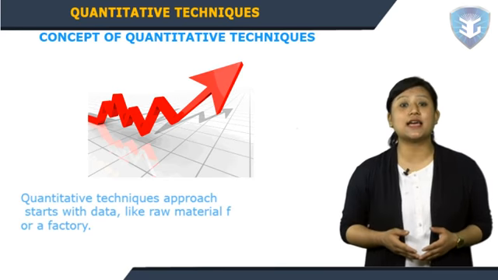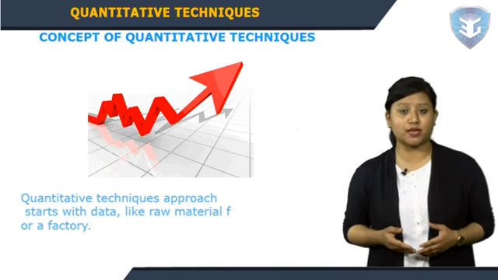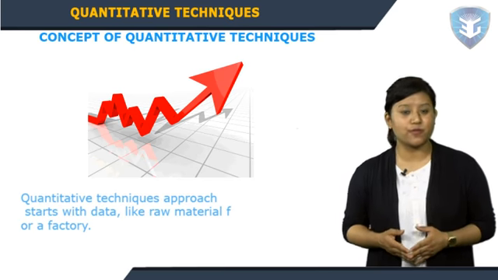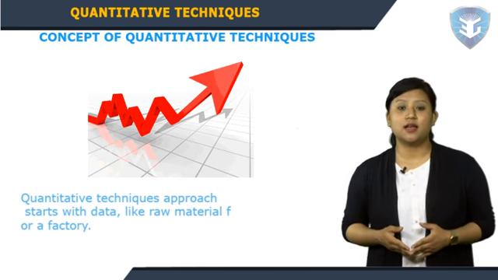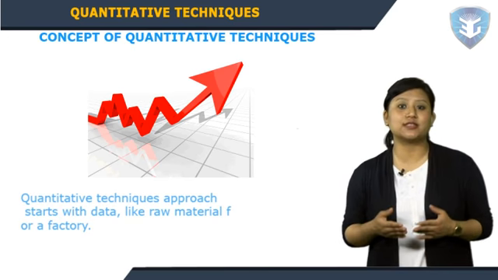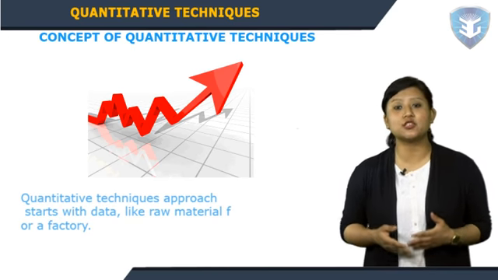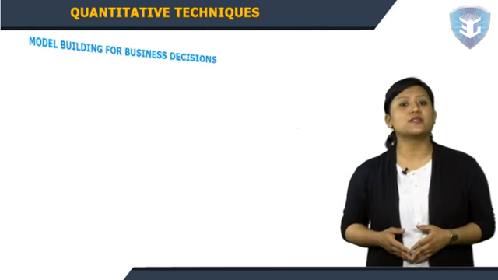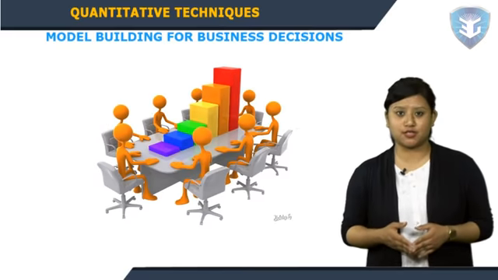Quantitative technique is a scientific way to managerial decision making, while emotion and guesswork are not part of the scientific management approach. This approach starts with data. Like raw material for a factory, this data is manipulated or processed into information that is valuable to people making decisions. Now we will talk about model building for business decisions.